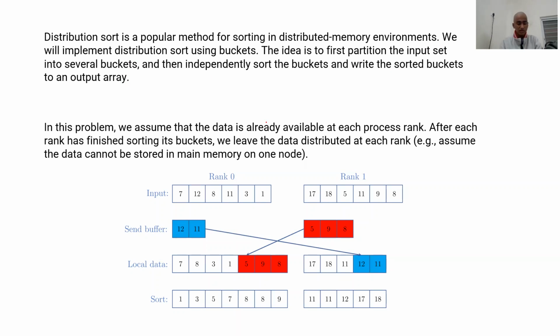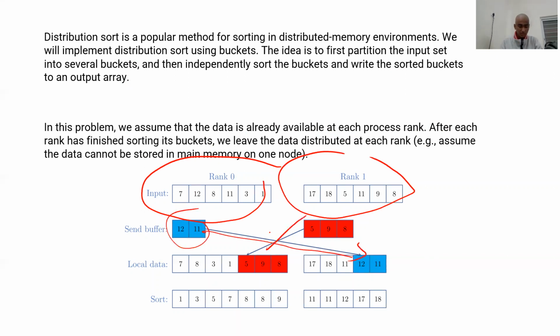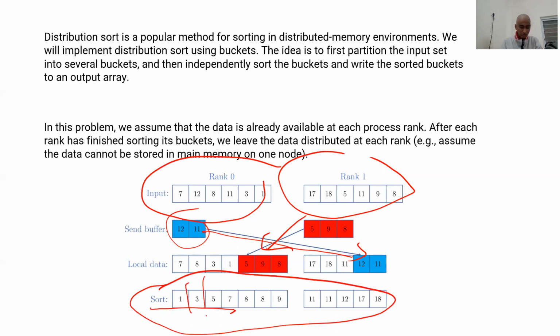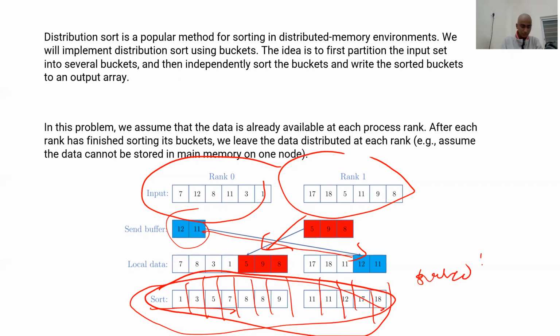In this problem, we assume that the data is already available at each rank. After each rank has finished sorting its buckets, we leave the sorted data distributed at each rank. Example: assume that the data cannot be stored in main memory on one node. Input, rank 2. Here, this is sent to this side, this is sent to this side. Sorted local data, and here we get the sorted data 1, 2, 5, 7, 8, 9, 8, 8, 9, 11, 11, 12, 13, 17. This is a sorted list. And this is the input.